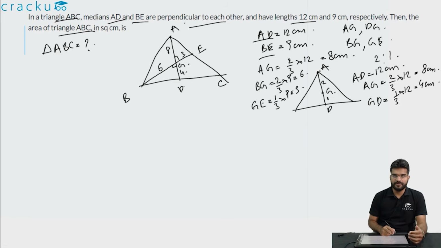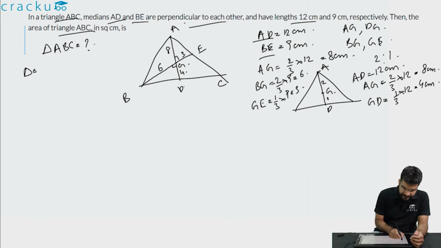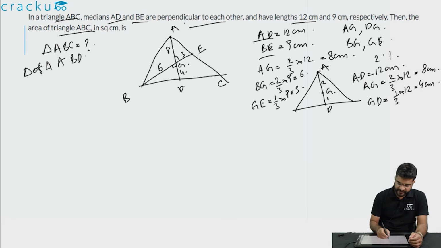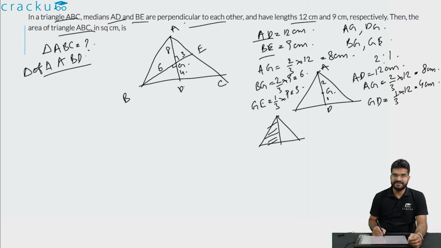Now what we will try to do is find out the area of triangle ABD. This is basically the triangle formed between A, B and the point where the median touches the line BC. Once we find it out, we can easily say that the area of triangle ABC will be twice the area of triangle ABD. Because again in any triangle, if you calculate the area of one half where the median divides it, the total area of the triangle will be twice of that.